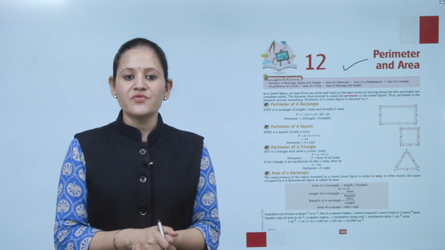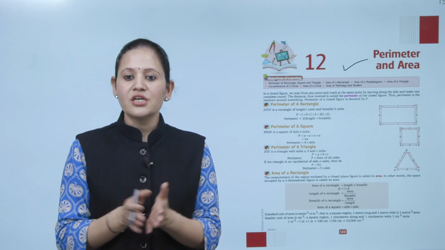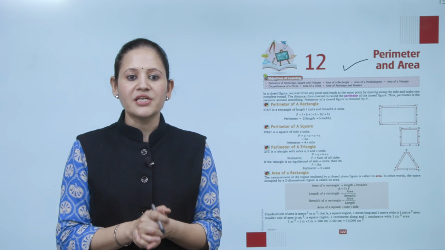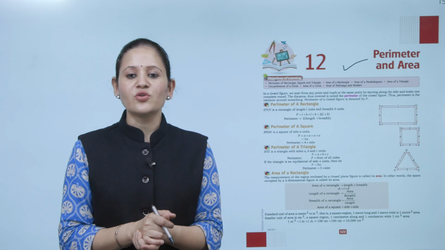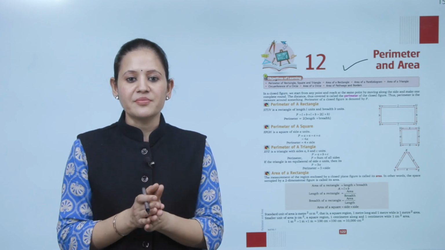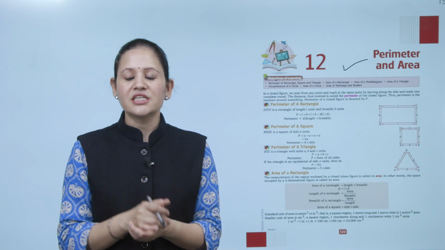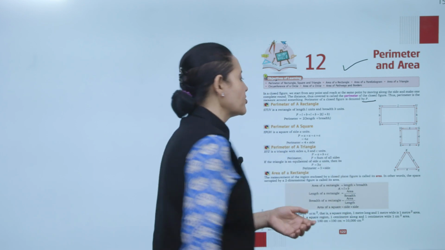In a closed figure, we start from any point and reach the same point by moving along the sides and make one complete round. The distance thus covered is called the perimeter of the closed figure. This perimeter is the measure around something. Perimeter of the closed figure is denoted by P. Perimeter को P से denote करते हैं.